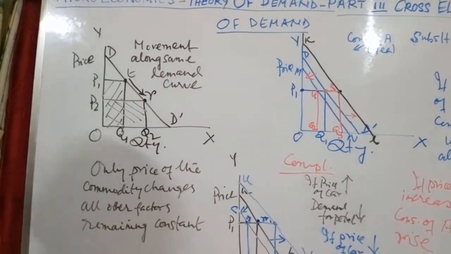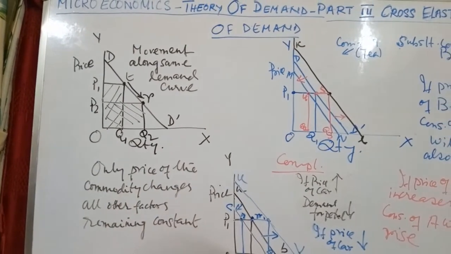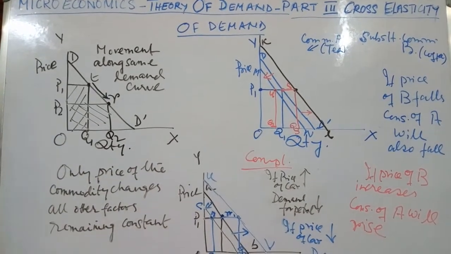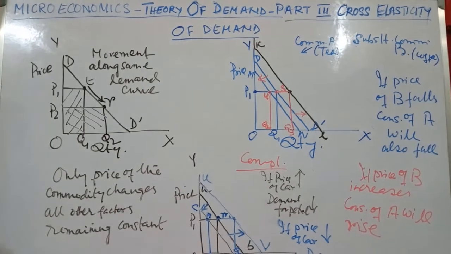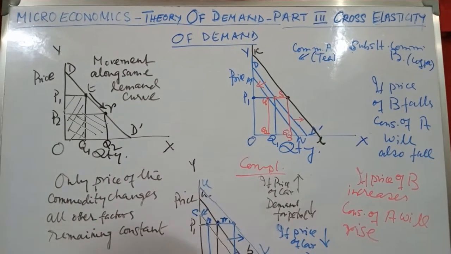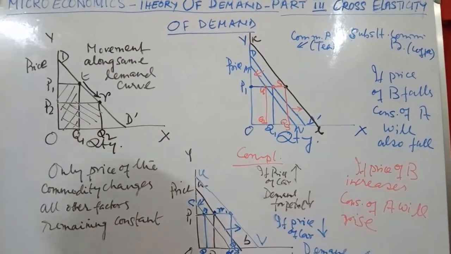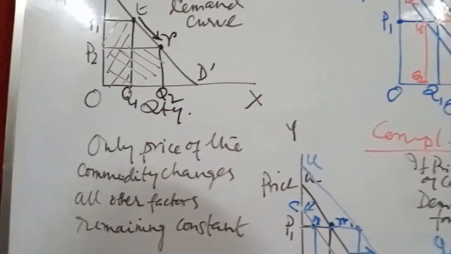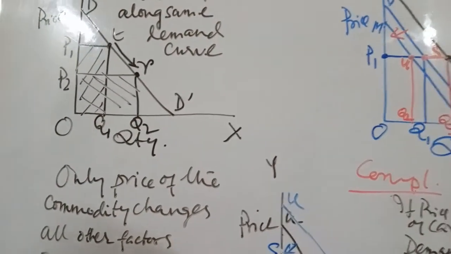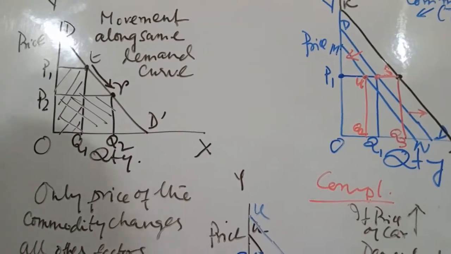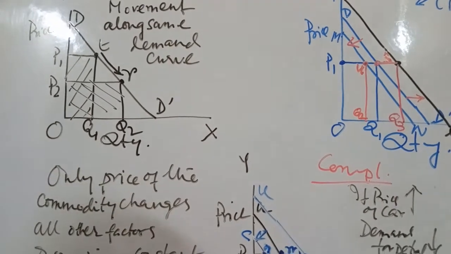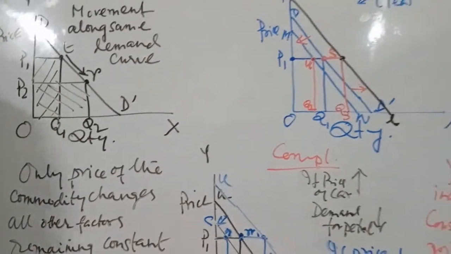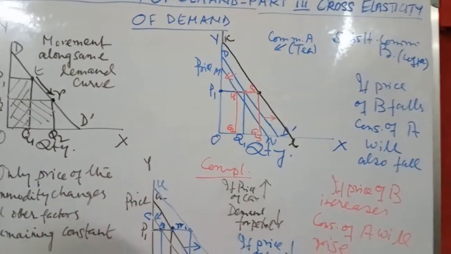In case of substitute goods, when price of a substitute commodity increases, the quantity demanded of that commodity also increases. That is, when price of tea increases, quantity demanded of coffee also increases. When price of tea falls, quantity demanded of coffee also falls. These are substitute commodities.